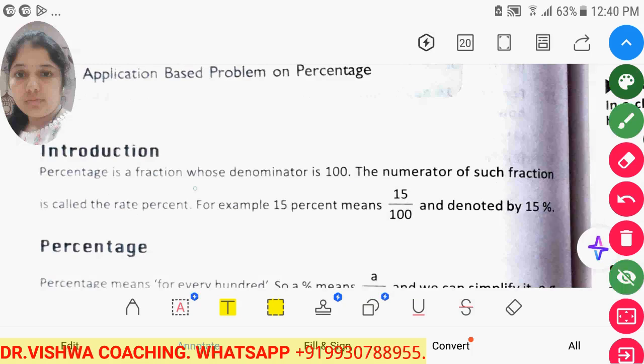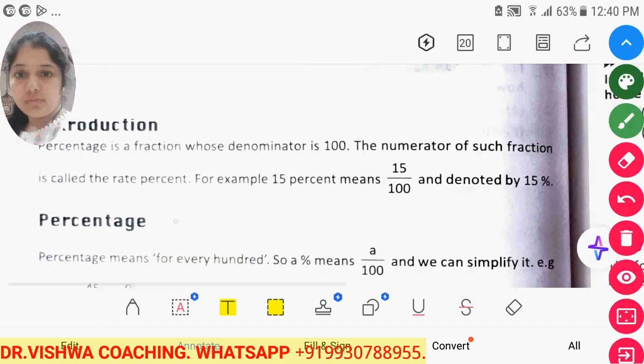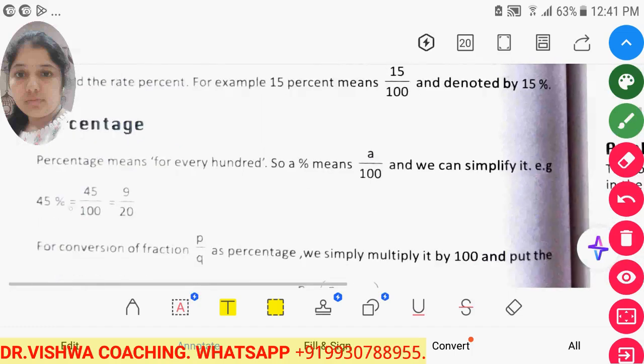See, percentage is a fraction whose denominator is always 100. Okay, and the numerator of the fraction is called the rate percent. Denominator is always 100. Now see, if a is the numerator for percentage, it means for every 100, so a percent means a upon 100.